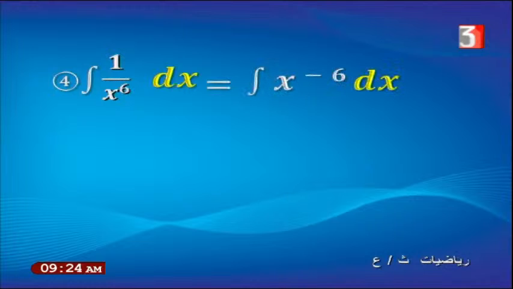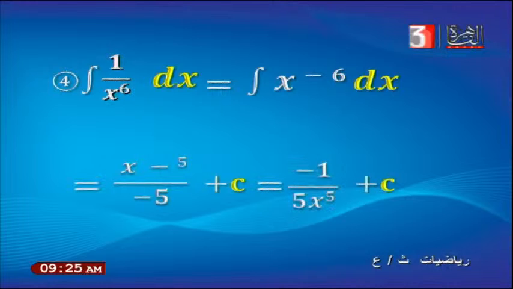integration of x power negative 6 dx. We add 1 to the power, then the new power is negative 6 plus 1 equals negative 5, over negative 5, which is the new power. Don't forget the constant c. Then the integration equals negative 1 over 5 x power 5 plus the constant c.